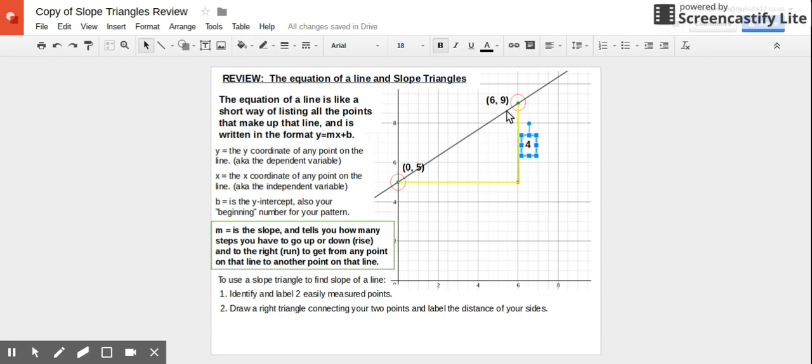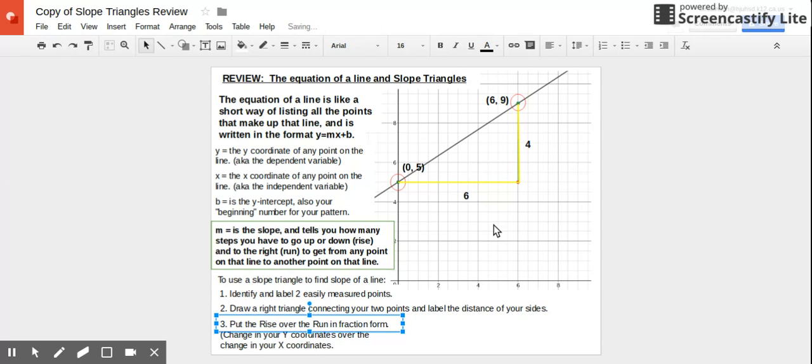Now you're going to find the distance of each line. So the distance here is made up by taking the difference of this y-coordinate, so 9 minus this y-coordinate, 5, is 4. And then you do the same thing for the bottom part of your slope triangle. So 6 minus 0 is 6.